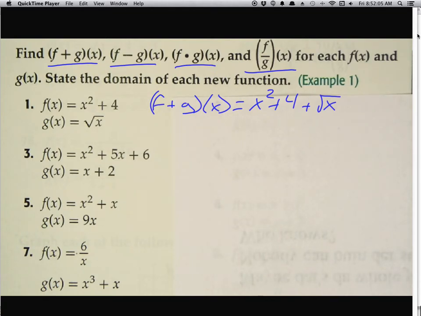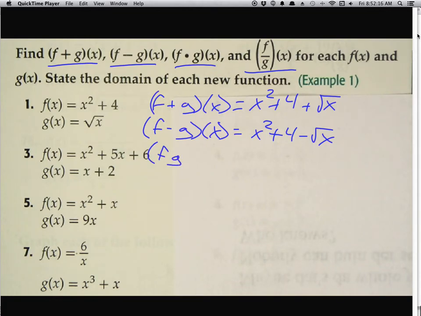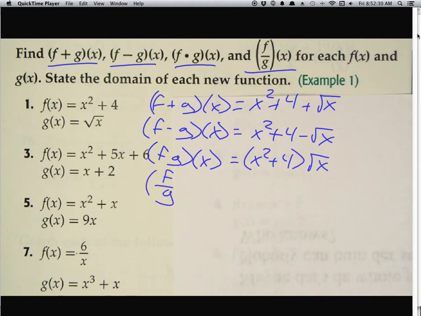The second one is f minus g, which is very similar to the first one. What's the only change? Yes. I'm going to have a subtraction. Okay, then we get to f times g of x. And on that one, we're obviously multiplying. Make sure you put parentheses around the x squared plus 4. And then the last one is division, which gives me x squared plus 4 over the square root of x.